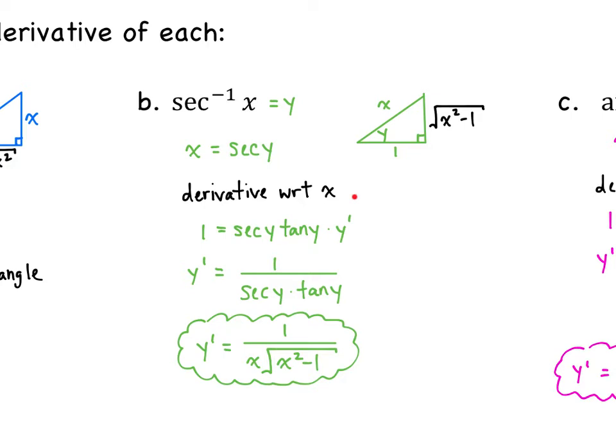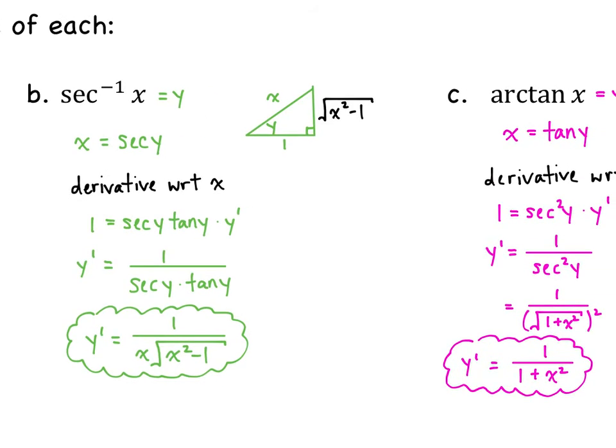Now taking the derivative with respect to x, we get 1. The derivative of secant is secant tangent, don't forget times y prime. Solving for y prime, we get 1 over secant tangent. Now, using our triangle, we're plugging in for secant, and we're plugging in for tangent, all right? And we get our final answer there.